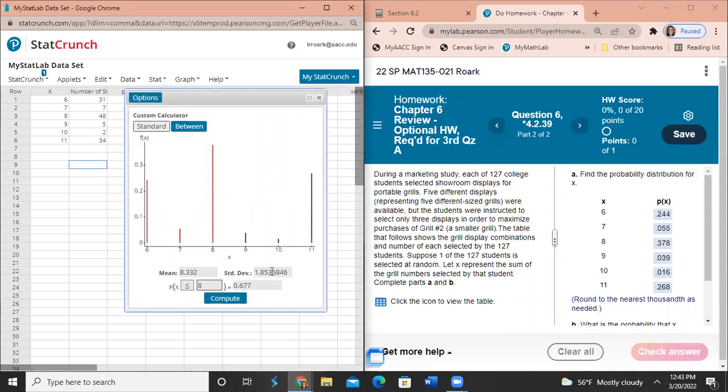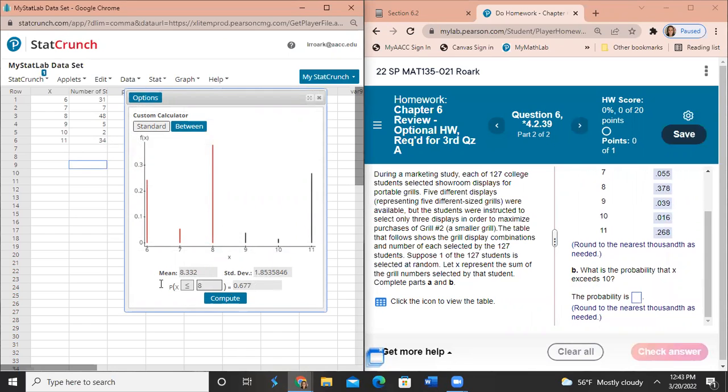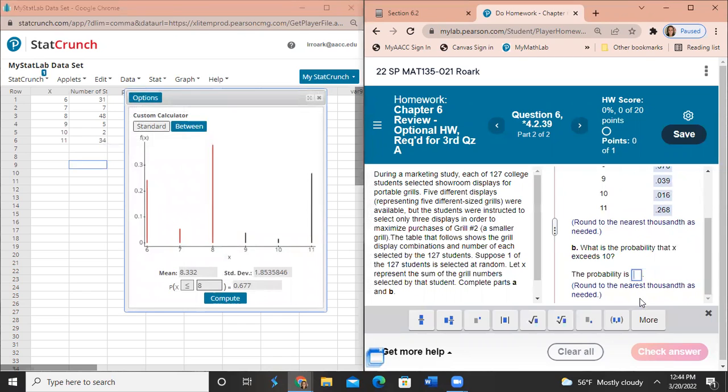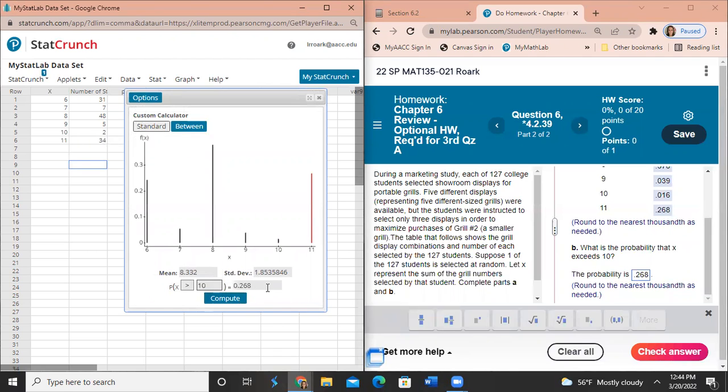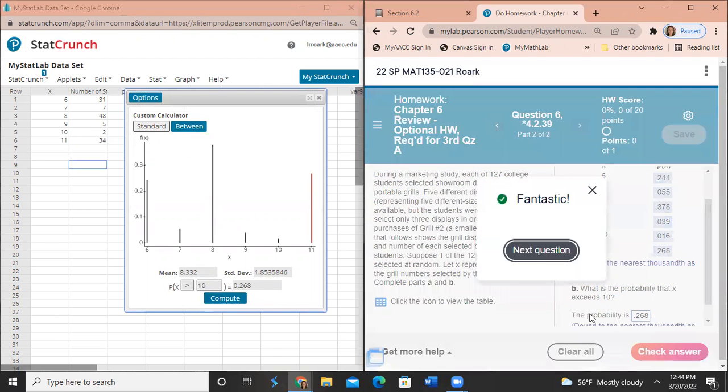Okay, so this is my mean, this is my standard deviation. And then I can also use this probability part down here. It says, what is the probability that X exceeds 10? Once again, we have to think through what that means. If it exceeds 10, it means they don't want 10. They want anything greater than 10. So for this problem, it's actually just whatever we have for 11. I could just look here and say, oh, it's going to be 0.268. Or I could use these buttons here and say I want X to be greater than 10. And it tells me it's 0.268, which again is just the 11th one there.